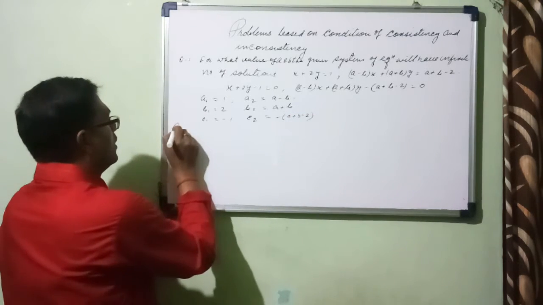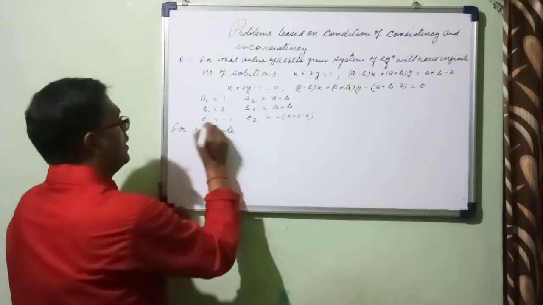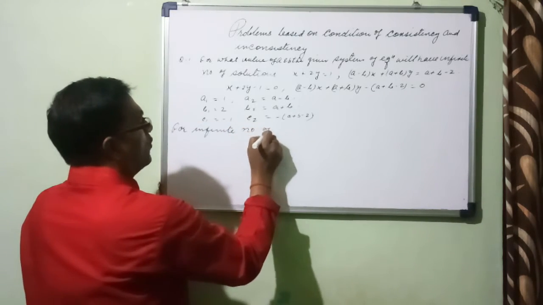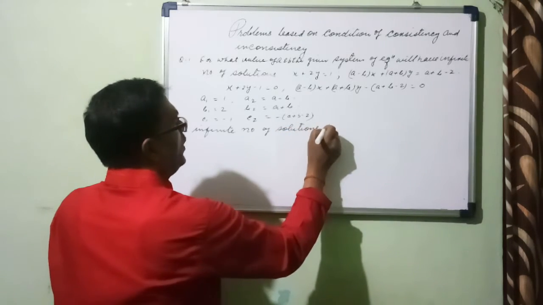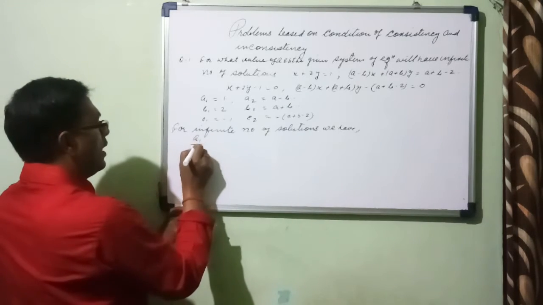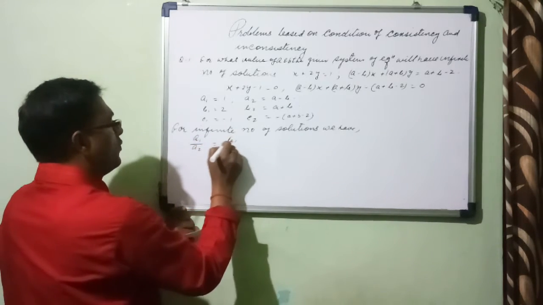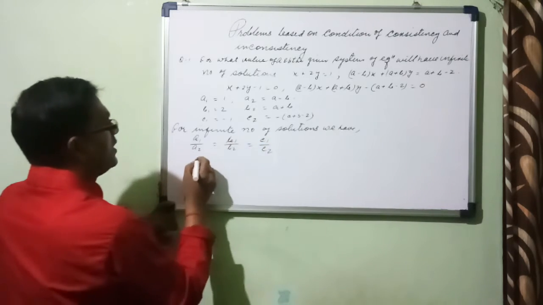So for an infinite number of solutions, we have A1 by A2 is equal to B1 by B2 is equal to C1 by C2. What is A1?